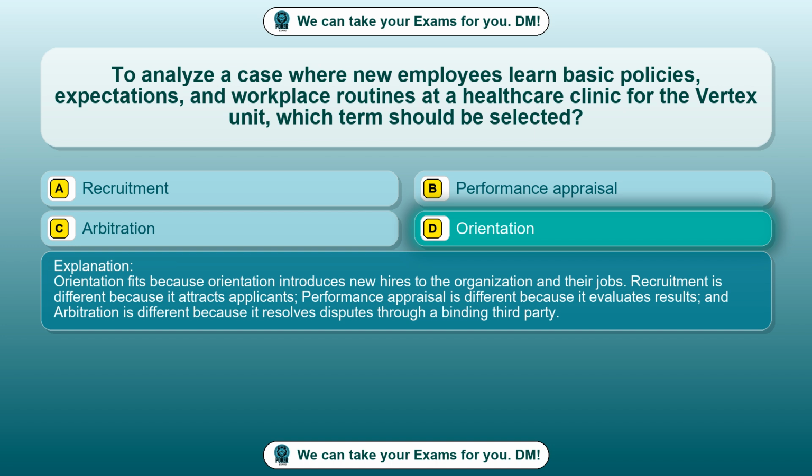Recruitment is different because it attracts applicants, performance appraisal is different because it evaluates results, and arbitration is different because it resolves disputes through a binding third party.